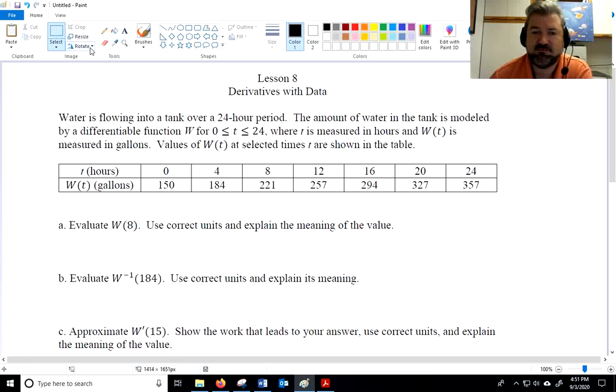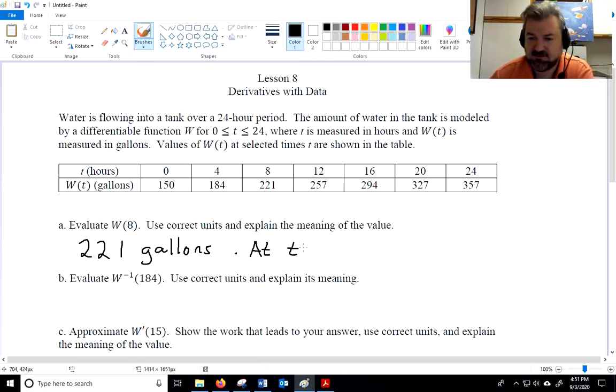Okay, so here's how I would answer part A. I would simply say that w of 8 is 221. I got it right from the table. There's 8 hours. W of 8 would be 221. So 221 gallons is the correct units. And now I'm going to explain my answer. At t equals 8 hours, the tank has 221 gallons in it.